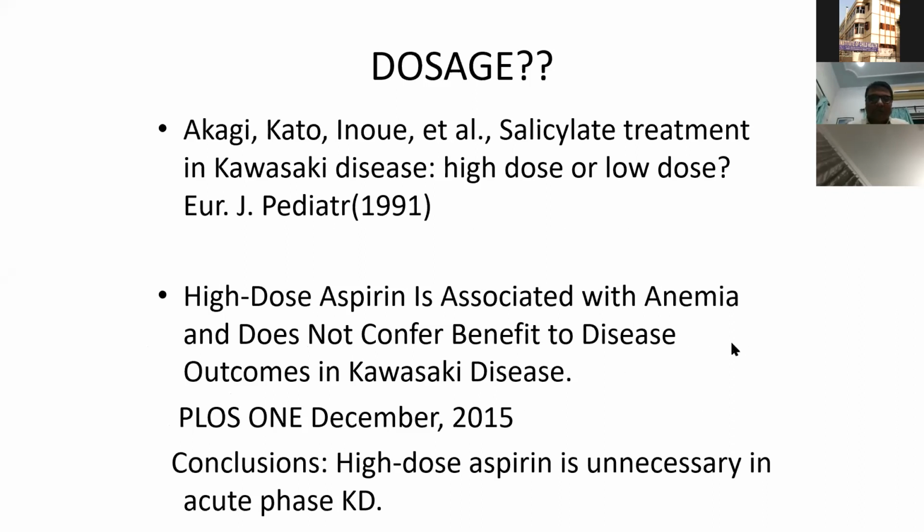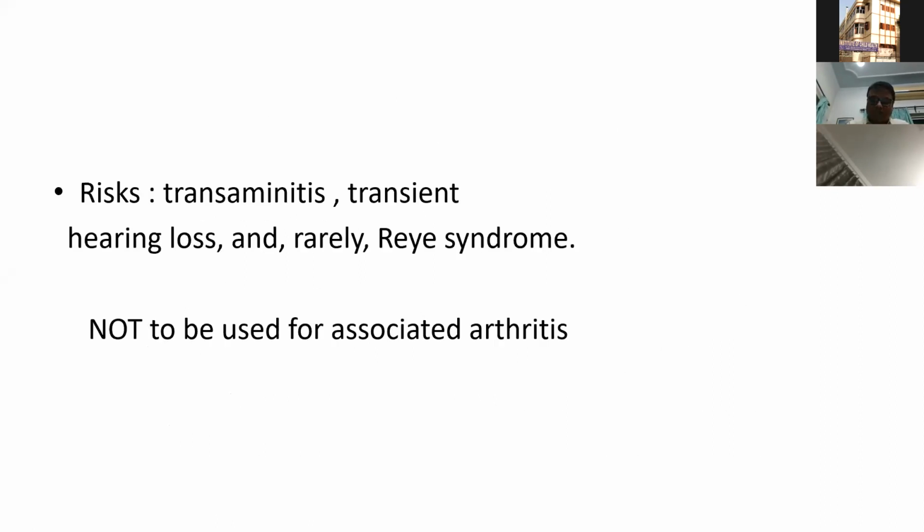There was a paper showing that high dose aspirin is associated with anemia and does not confer benefit to disease outcomes in Kawasaki disease. So presently, of course, at our center, we use around 30 to 50 mg per kg. But I know of centers who are using only the antiplatelet dose of aspirin from the very beginning. The risks are transaminitis, occasionally Reye syndrome, and it is not to be used for the associated arthritis.